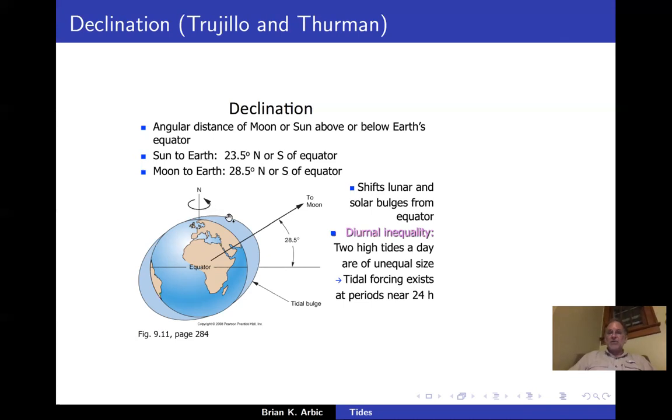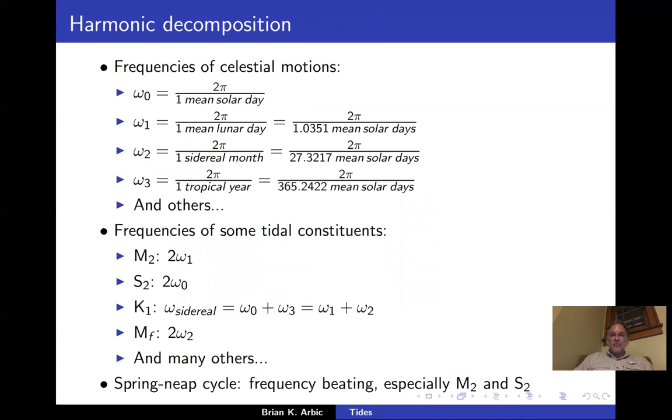So this is known as the diurnal inequality. And these two high tides a day are of unequal size. So mathematically, that's like having a tidal forcing at periods near 24 hours. And that gives you diurnal tides. So we're now ready to talk about the harmonic decomposition.